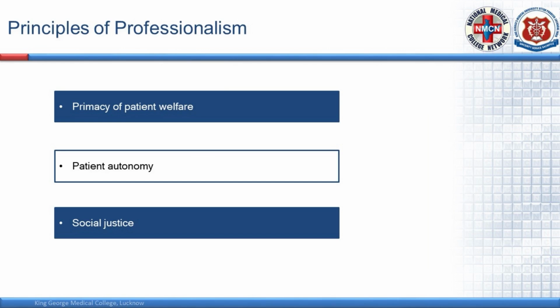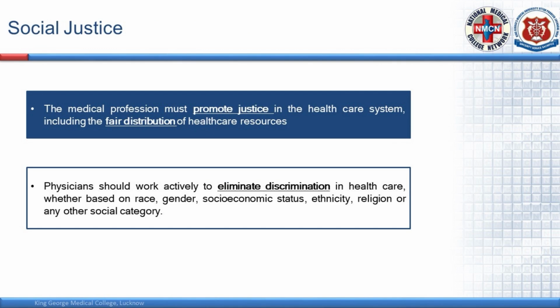The principles of professionalism are first, primacy of patient welfare, then patient autonomy, and social justice. These three are the pillars. Social justice means that we have to promote justice in the healthcare system and we should never discriminate against patients on the basis of race, gender, socioeconomic status, ethnicity, religion, or any social category. So we should never say, oh, this patient is rich or known to us, we should see this patient earlier. These are not the defining markers of social justice. This is very difficult to practice when we are in the real world.